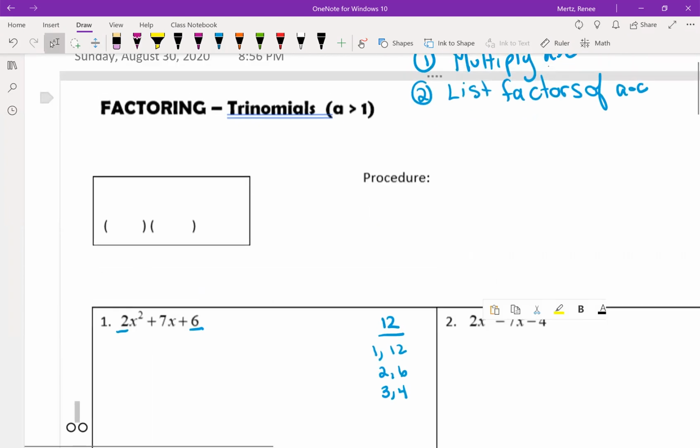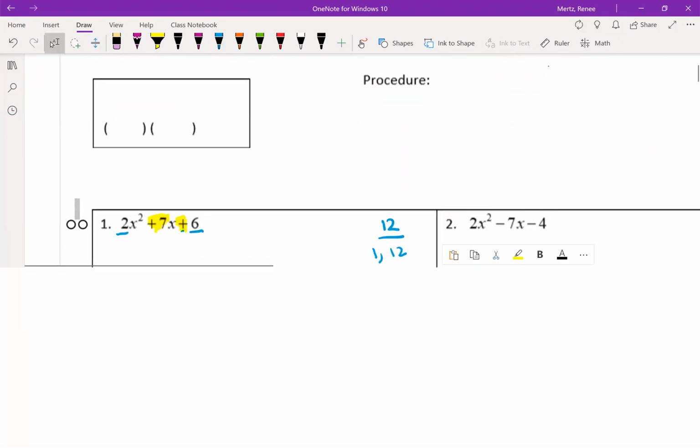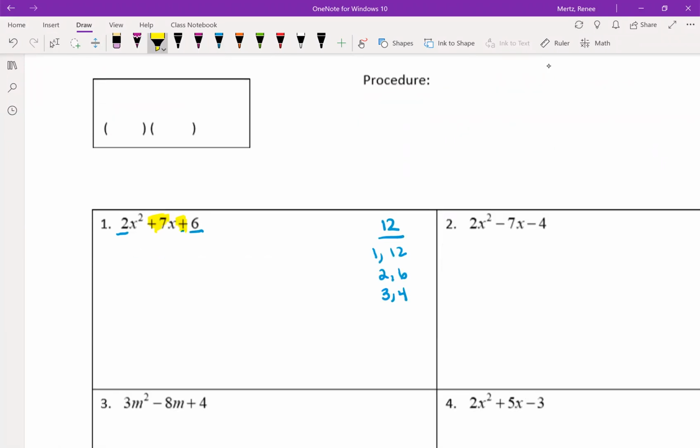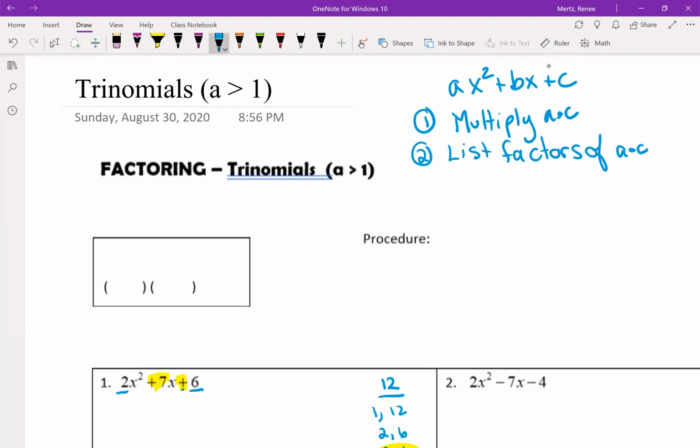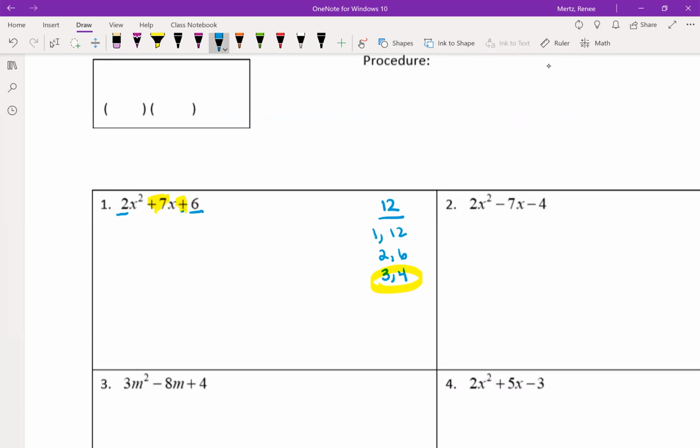Then my regular factoring rules apply. I am trying to find factors that add, so I'm using this sign, to equal 7. So factors that add to equal 7. So we're going to use 3 and 4. When we do that, we're going to rewrite it with 4 terms. It doesn't matter which order you put the terms in. So 2x squared plus 3x plus 4x plus 6.